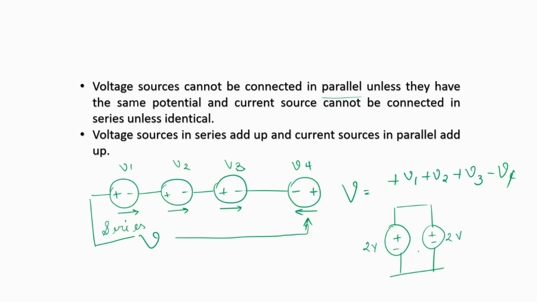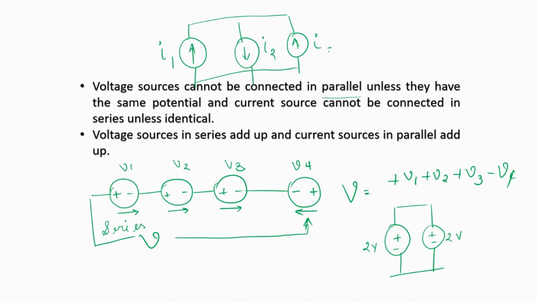So only if they are both having the same magnitude, they can be connected in parallel. So that's one thing that needs to be noted over here. The second thing is, in case of current sources, when current sources are in parallel with each other, then they add up. For example, if this is a current source, say I1, this is another current source looking downwards, say I2, and another current source, maybe again looking upwards, so that's I3.